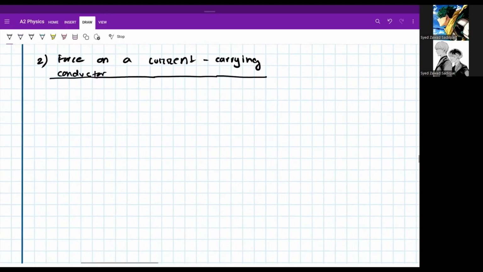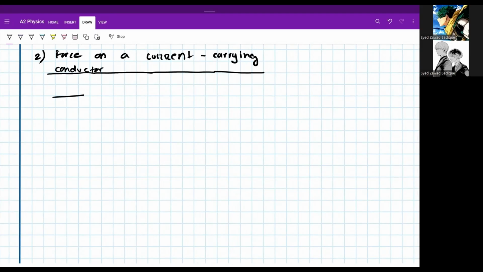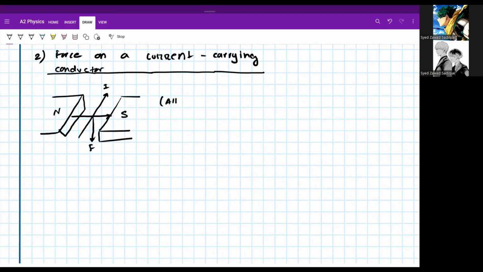Okay, the force on a current carrying conductor. Let's say this is the north. Let's say this is the south. Then magnetic field, current, force: all are perpendicular. All are perpendicular.